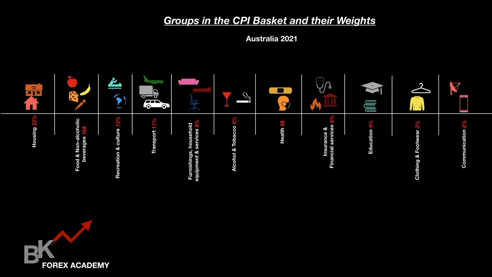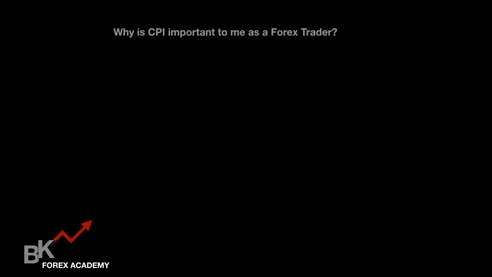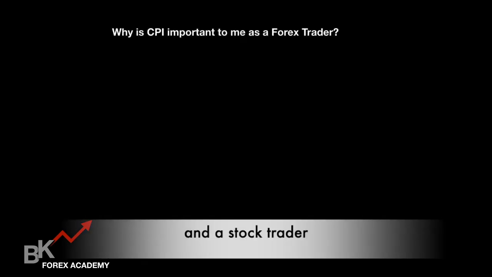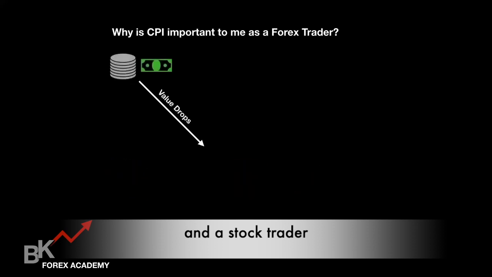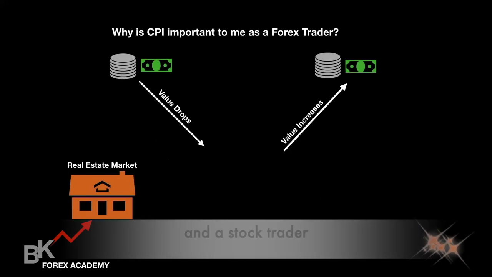But we're not going to go into how to calculate the CPI. However, I just want to let you know how this can affect your trading and how we can look into this before we start our trading day. So why is this important to me as a Forex trader? Well, CPI is used to make changes to cash flow mechanisms such as pensions, Medicare, cost of living. And if these mechanisms are affected, this means that the currency is affected in that country. This versatility means that it affects nearly every market and person in that country.